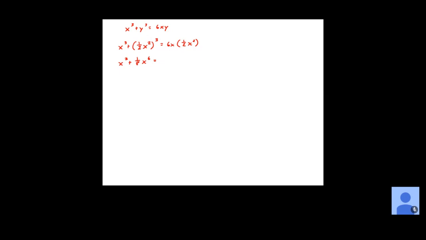Right, and then down here, we can just multiply this together. So 6 times 1/2, that's going to give us 3. And if we multiply the x's together, that's going to give us x to what power? X to the 3rd. Good. All right, now I'm just going to move everything to one side here so we can try to factor and solve for x. So subtract the 3x cubed, that's going to give us negative 2x cubed plus 1/8 x to the 6th equals 0.